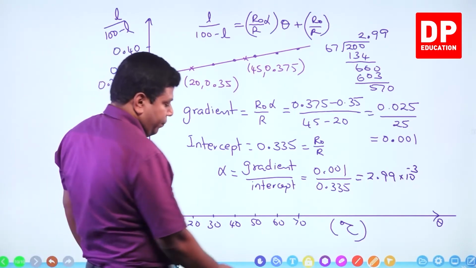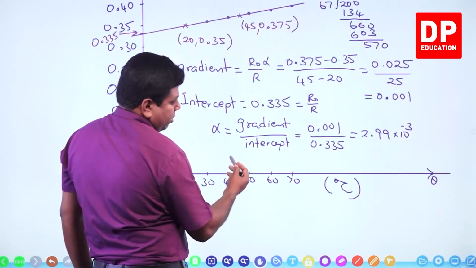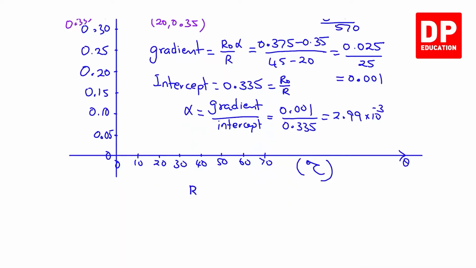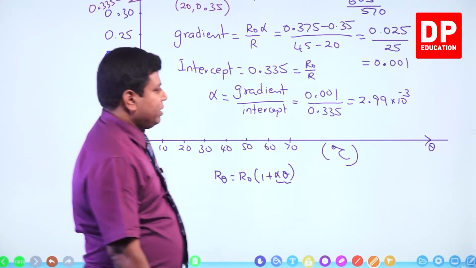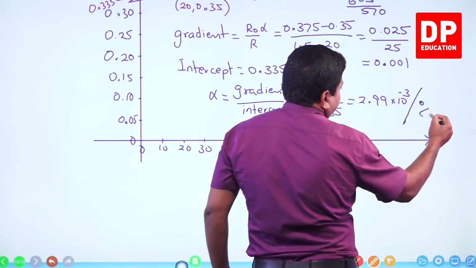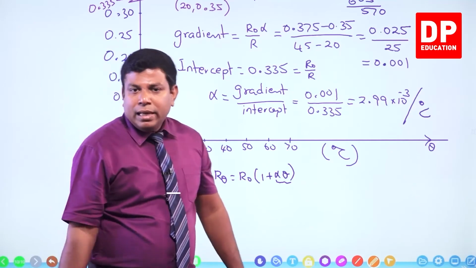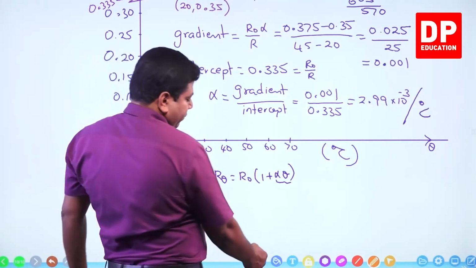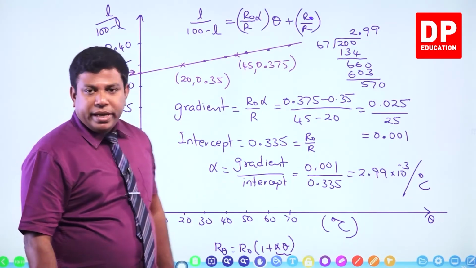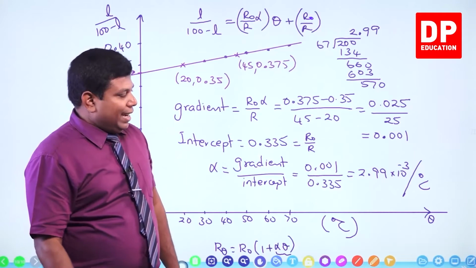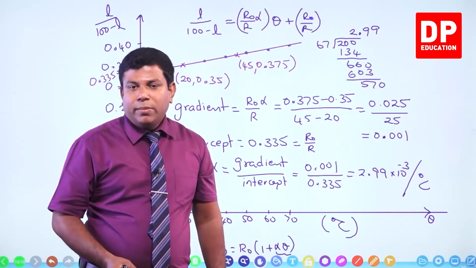You remember the formula? R theta equals R naught into 1 plus alpha theta, right? So, alpha theta should not have any units, because on the other side you are adding that with 1. That means this is per degree centigrade or per Kelvin. Clear? That is what the experiment, readings and calculations are all about. Not so complicated, quite simple, right? Let us see the past paper questions that have come in this experiment.